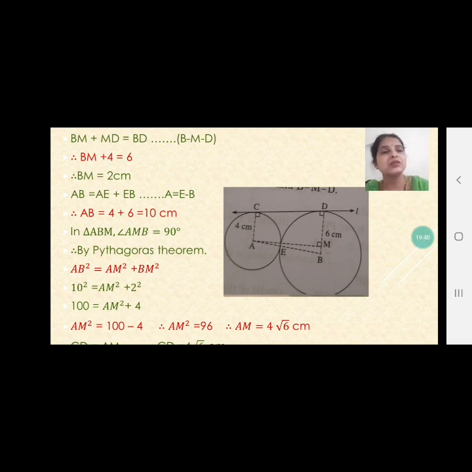So by the Pythagoras theorem, AB square is equal to AM square plus MB square. So AM square will be equal to AB square minus MB square. AB square is 10 square minus 2 square. 100 minus 4 is 96. So AM square is 96. So AM will be 4 under root 6. Now AM is equal to CD, opposite side of the rectangle. So the measure of CD is equal to 4 under root 6. This is how you solve the given problem.